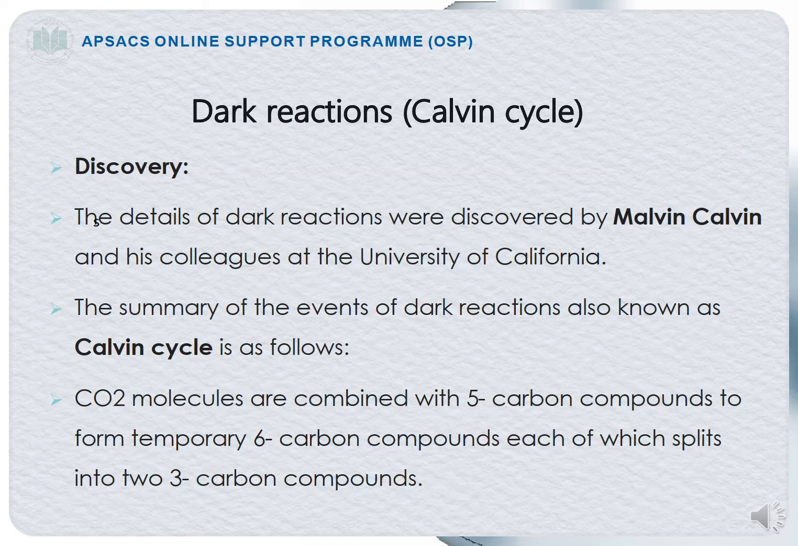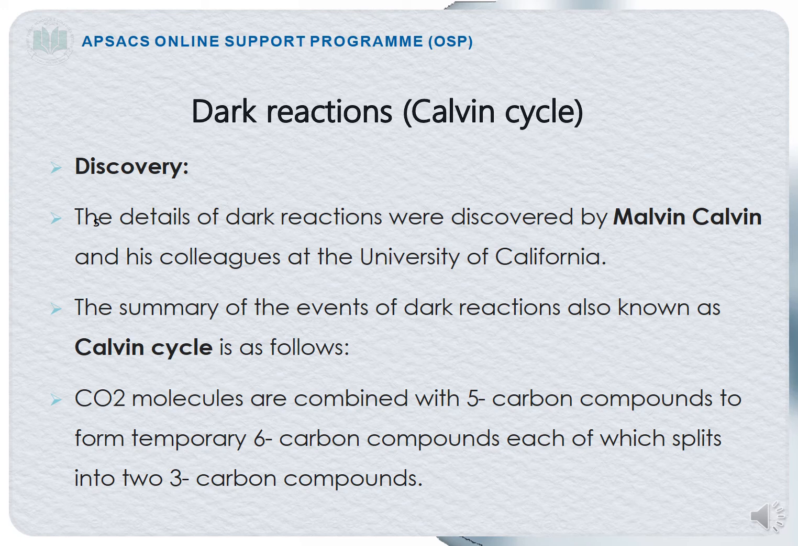Come towards the dark reaction. It is also known as the Calvin cycle because it was discovered by a scientist known as Melvin Calvin with the help of his colleague, and this work was done at the University of California. Right, the summary of the events of the dark reactions, also known as the Calvin cycle, is as follows.